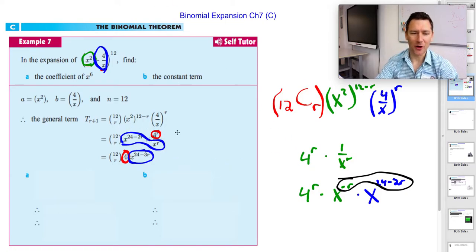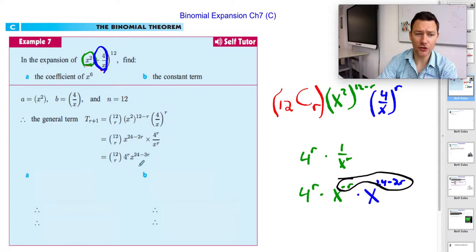I think that's the hardest part, is just putting the exponents together. All right, so this is an expression for each term. We have a number out in front. It's going to be multiplied by whatever this 4 to the r is based on our term number. And this is a description of the x component. In A, it says I want to know the coefficient in front of x to the 6th.